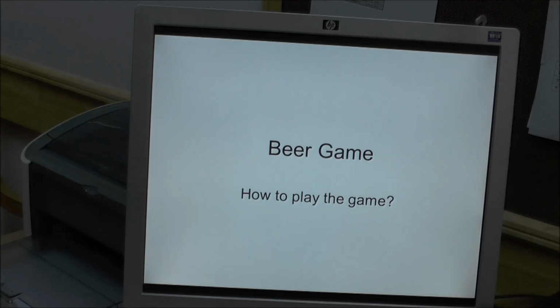Welcome to this presentation on instructions for playing the beer game. The beer game is a popular game played in several business schools all over the world, which helps the players to understand some of the dynamics of supply chains. Let's first start to understand the supply chain structure.